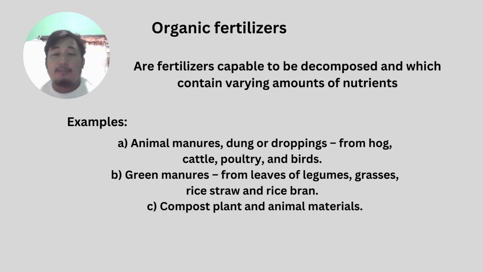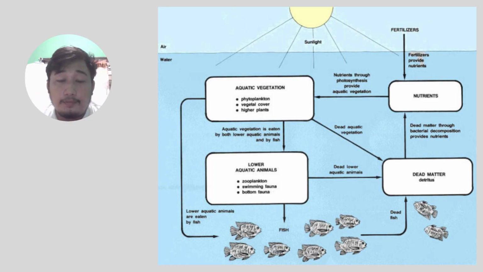Examples of this are animal manures or droppings. Green manures are from leaves, legumes, grasses, and rice straw. And the third is compost, made from plant and animal materials.